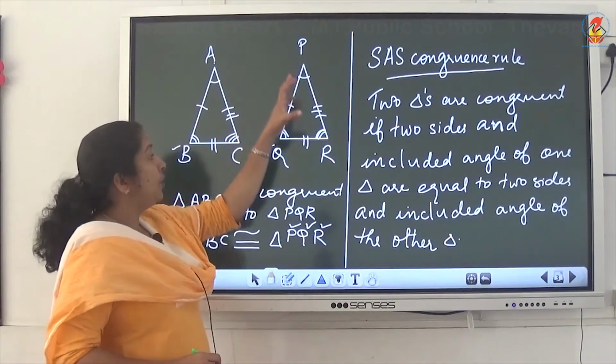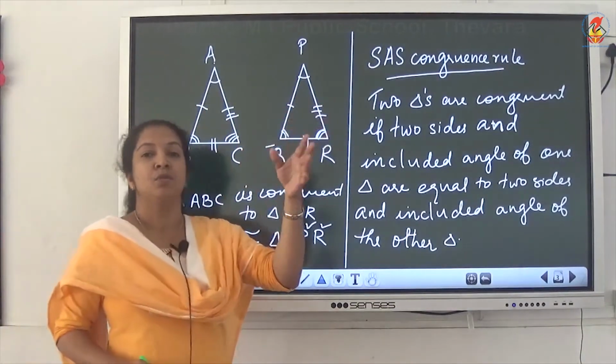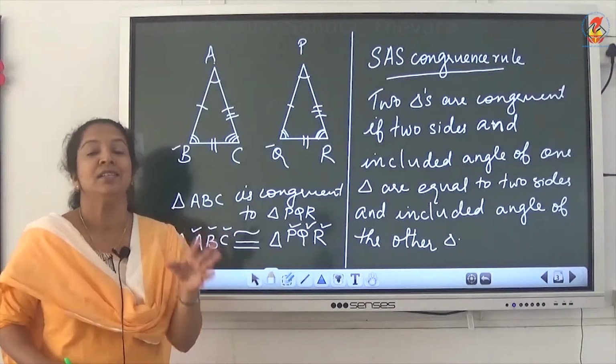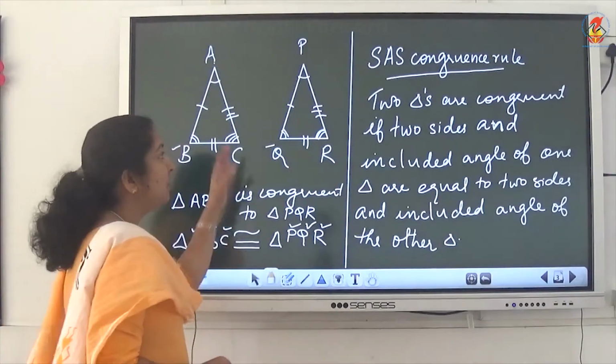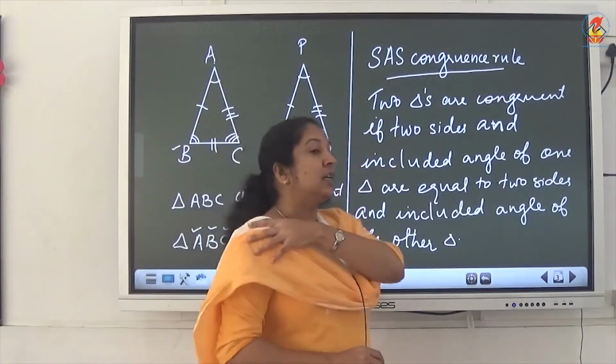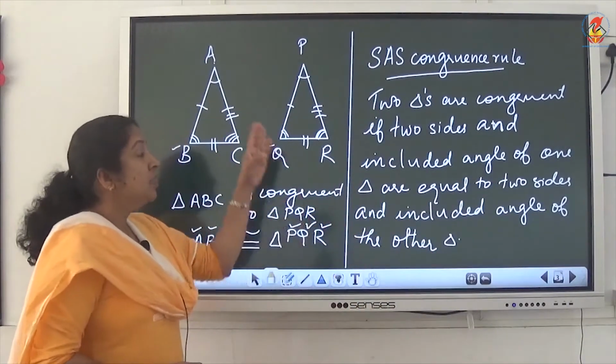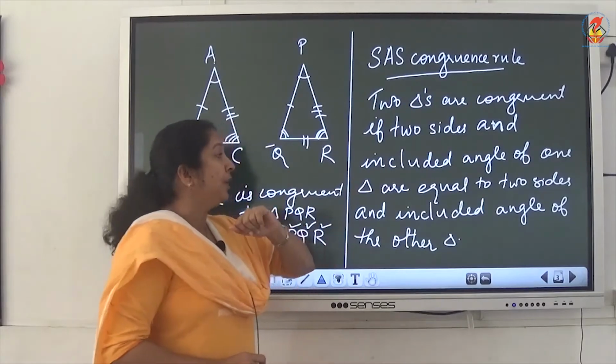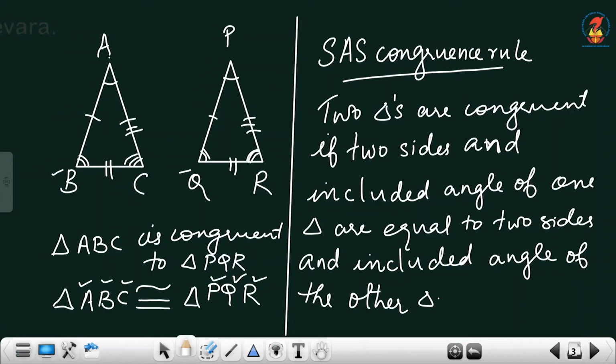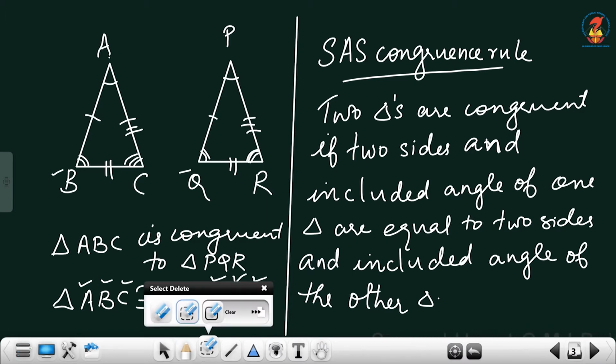Then, instead of proving all these, we have some congruence rules which you have already learned in 7th standard. The first one is the SAS congruence rule. SAS congruence rule means two triangles are congruent if two sides and the included angle of one triangle are equal to two sides and the included angle of the other triangle. It should be corresponding sides.